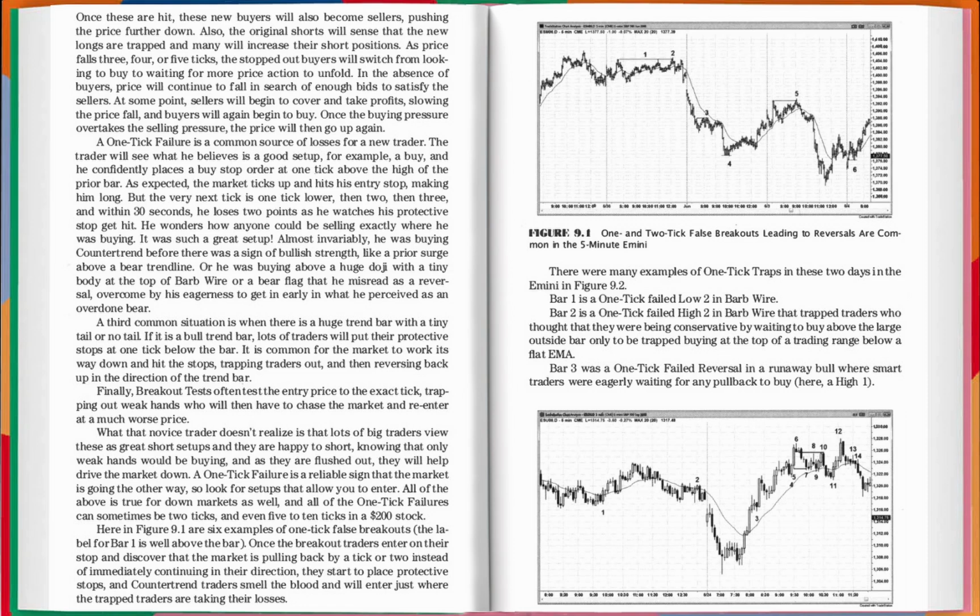Bar 1 is a 1-tick failed low 2 in barbed wire. Bar 2 is a 1-tick failed high 2 in barbed wire that trapped traders who thought that they were being conservative by waiting to buy above the large outside bar, only to be trapped buying at the top of a trading range below a flat EMA. Bar 3 was a 1-tick failed reversal in a runaway bull where smart traders were eagerly waiting for any pullback to buy here, a high 1.